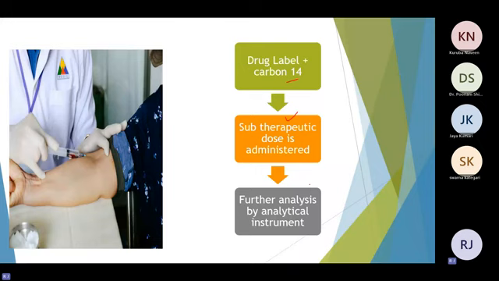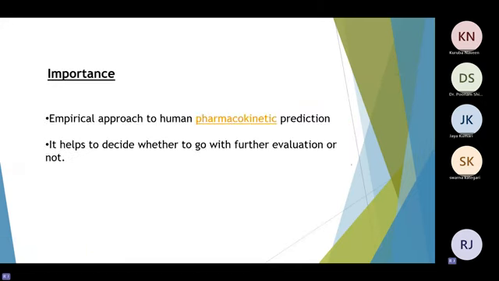Then with the help of some analytical instrument, we will determine the distribution of the drug in the body. Then we will take the blood sample, urine sample, and so on. Then we'll see how well the drug is metabolized, or how well the drug is excreted by the body. Okay, by doing this, we can determine the PK parameters very well compared to the preclinical models. Okay, any questions so far? Is everybody clear on what phase 0 is and whatever we have learned so far?